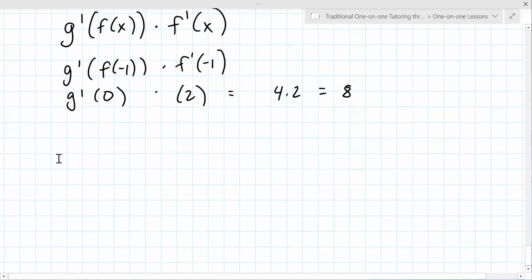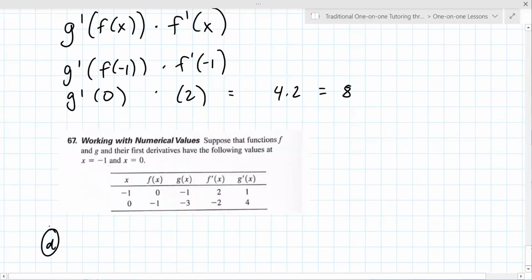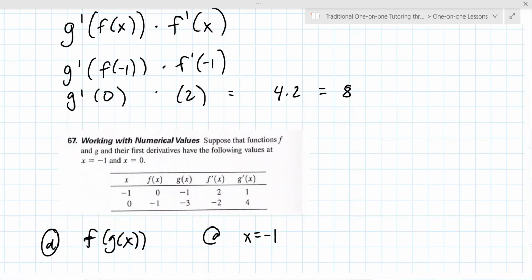Okay. Part D is the other way around. It's f of g of x, f of g of x at x equals -1. If you could give this a try, I'll just step away for 30 seconds and be right back.